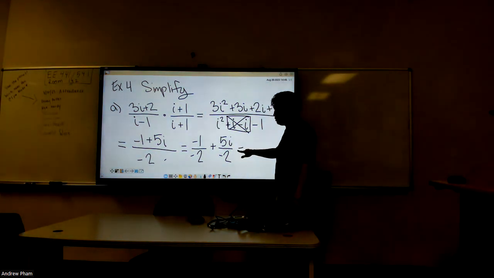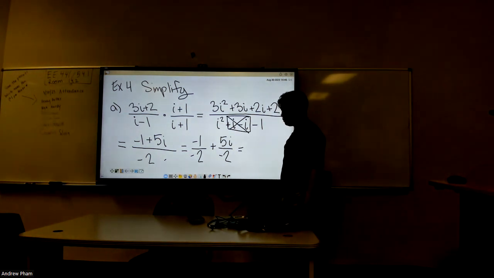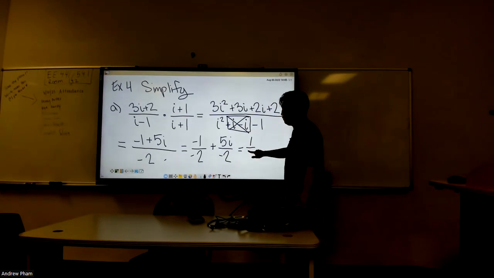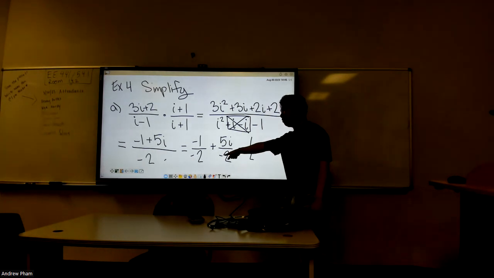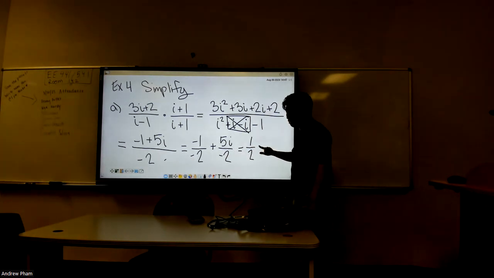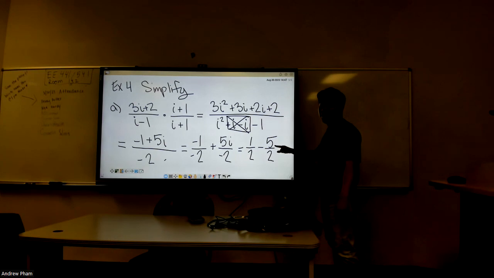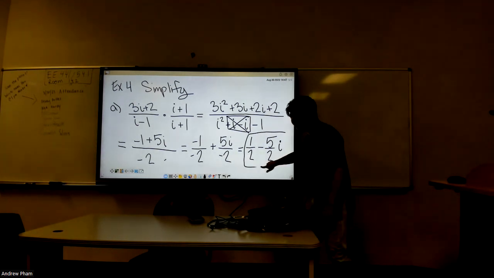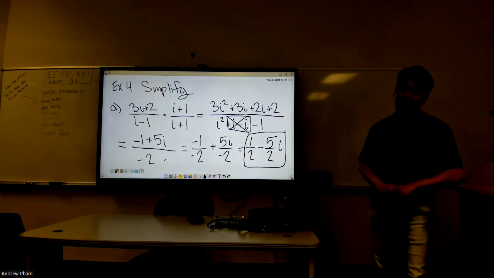All right, so the last thing I can do: can I clean up -1 over -2? What does it become? Because negative over negative is positive, it becomes 1 over 2. And then here we have plus a negative, so really I can write it as -5 over 2. If you want to put the i on top, that's fine. Usually I like putting the i outside the fraction, but it's fine if you put it on top.